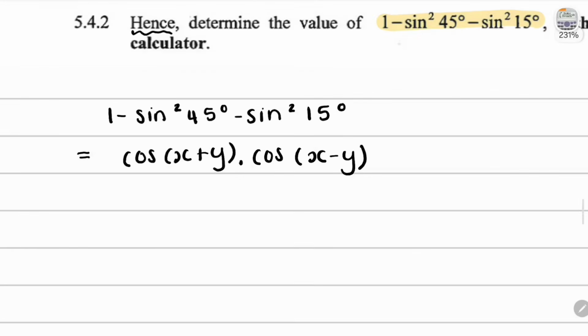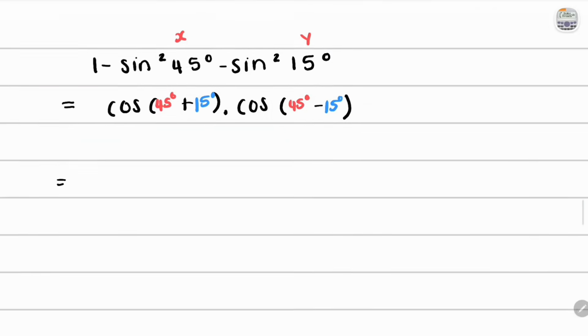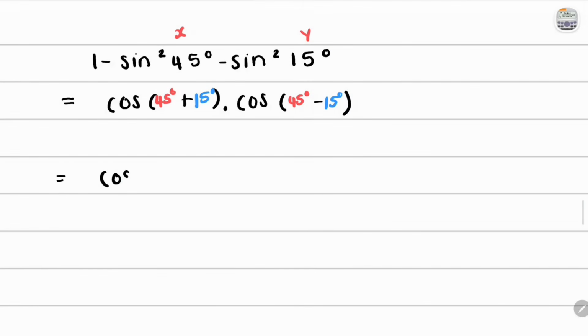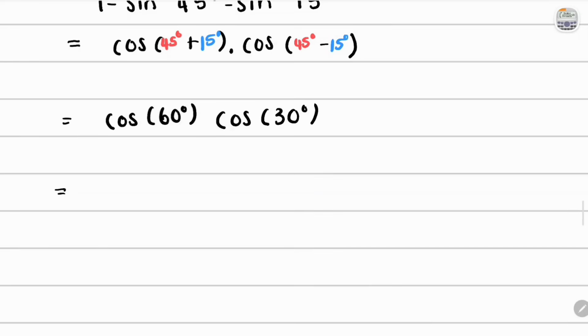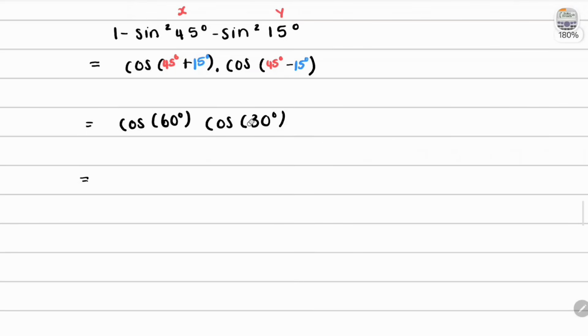So it's fine. We can make this our x and that is our y. So in place of x, say 45 degrees, and in place of y, say 15 degrees. So plus 15 degrees here, and here minus 15 degrees. Okay, so this is now going to be equal to cos of 60 degrees multiplied by cos 30 degrees. And then this is equal to, using special angles, you can find that.